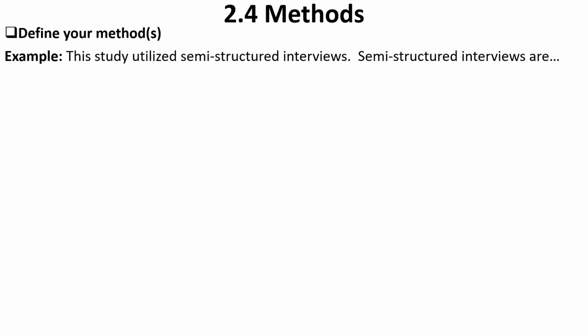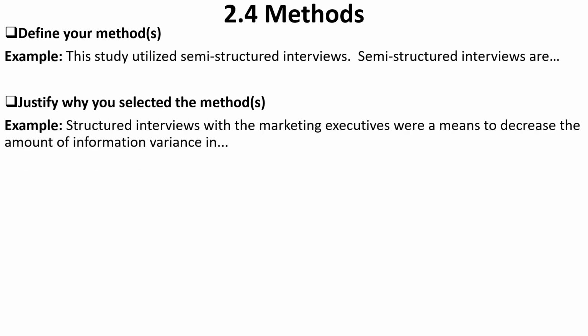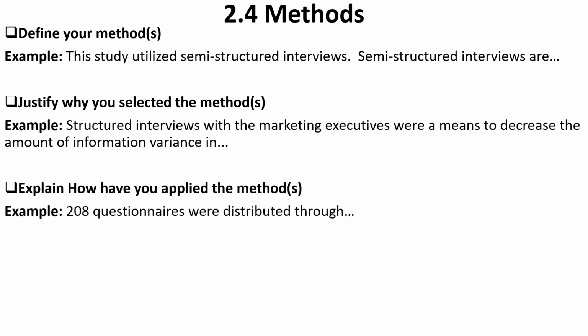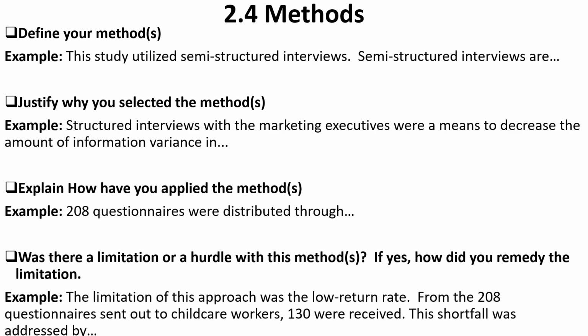After you discuss your participants, then you need to write a methods section. Define your methods. Which method did you choose? Interviews, surveys, focus groups. Which method did you choose? Define your method. Justify why you selected that particular method. Explain how you applied the method. Was there a limitation or a hurdle with this method? If yes, how did you remedy the limitation?